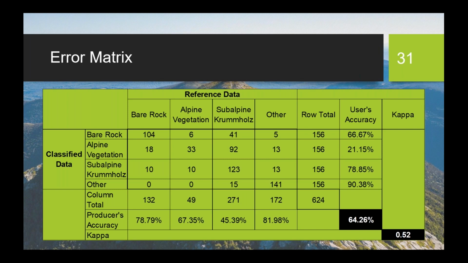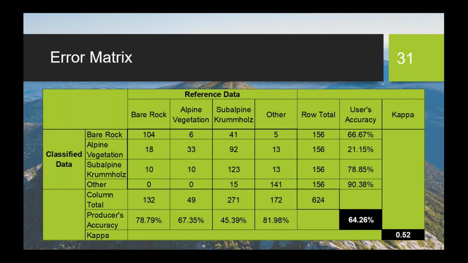That 21% just shows that there's some confusion between the Alpine vegetation and the subalpine scree, which makes sense because they have somewhat similar NDVI values on the extremes of their range. And that goes up for the subalpine scree to 78%. That's a good value. I tend to disregard the values from the other, the 90%, because the area was so large, and I just threw about 10 classes into one. It's not really too telling.